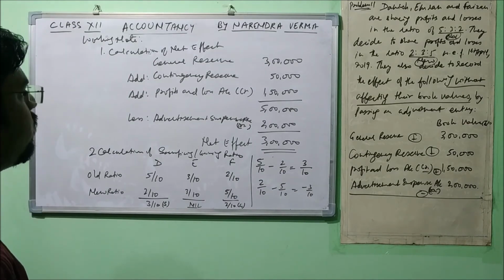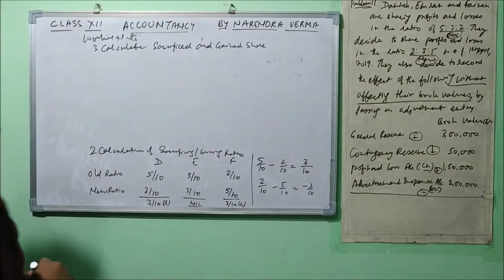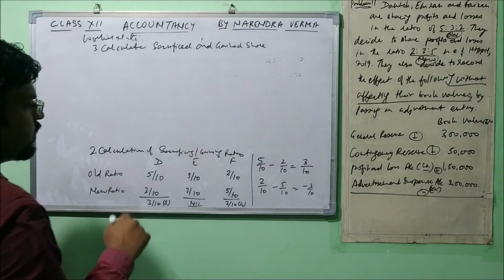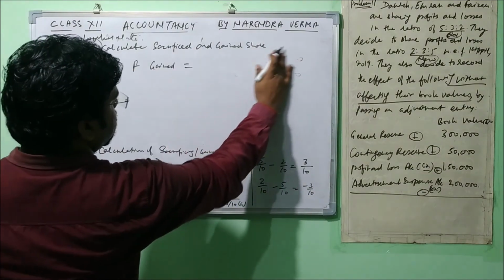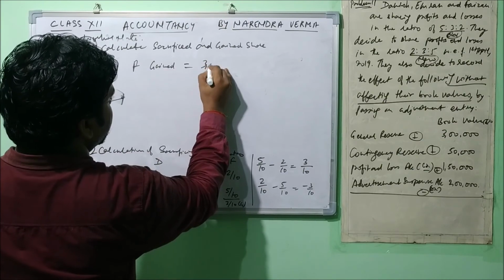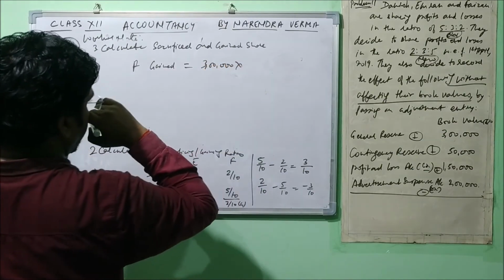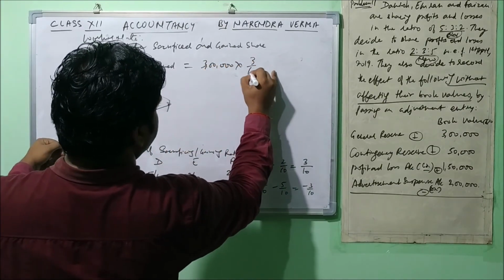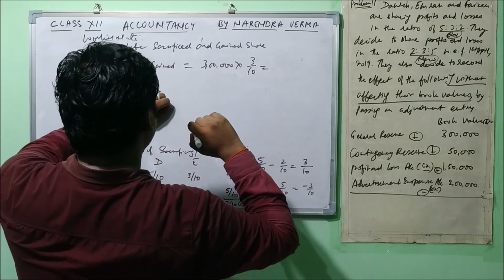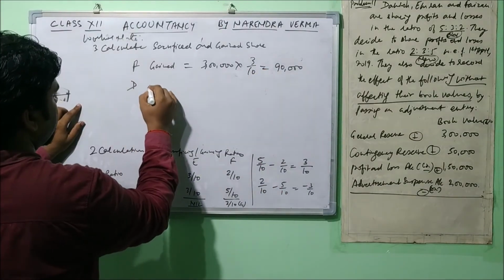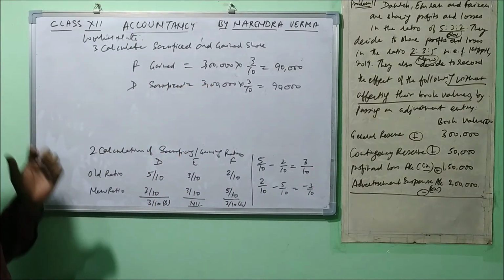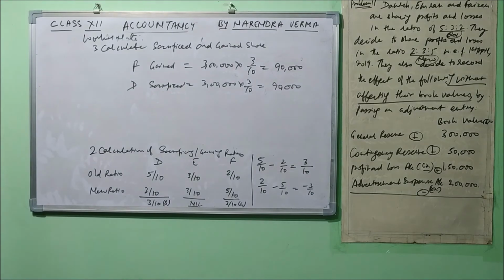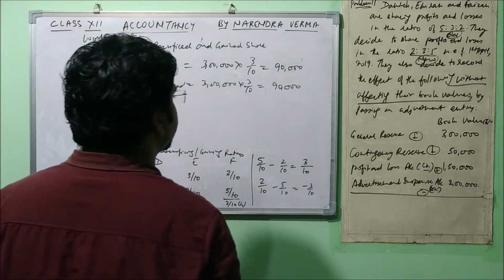Understood? Now we will go to the third step, calculation of sacrifice and gain share. So who is gaining here? Faizan, right? Faizan gained. What is the amount of net effect? 3 lakh, we calculated. And he is gaining 3 by 10. So what amount comes out here? 90,000. Similarly, Danish sacrificed the same amount, right? So Danish sacrificed 90,000 and Faizan gained 90,000. In net effect, their share has been calculated.